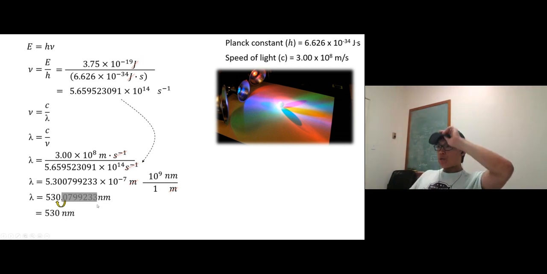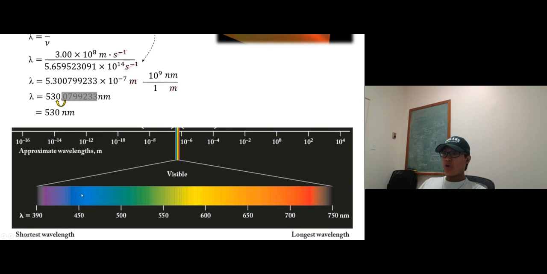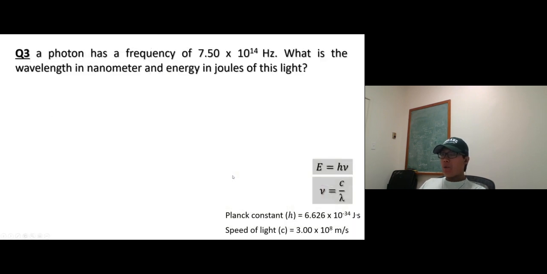Okay. All right, we're not done yet. This question asks, what color is this light? Well, we're going to look back at the chart. Okay, 530 nanometers falls into the visible light region. 530 is right there. All right, one more time.